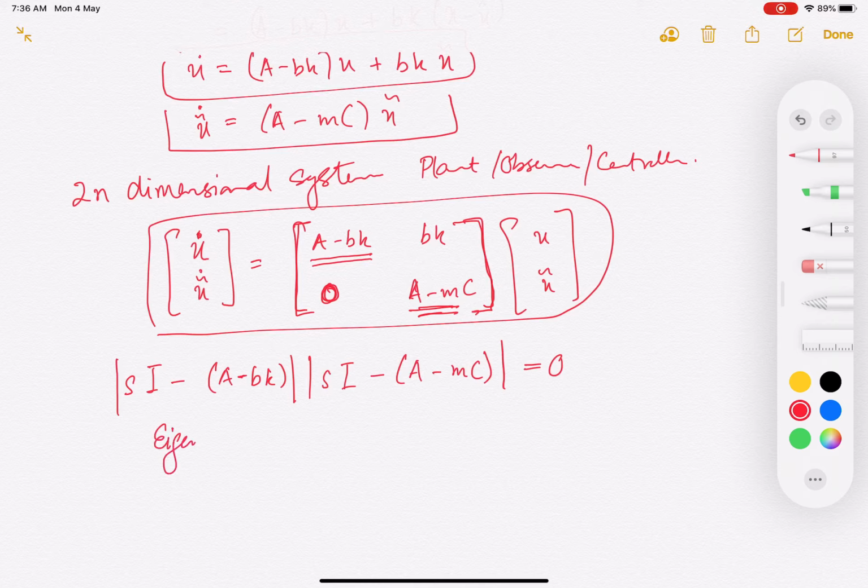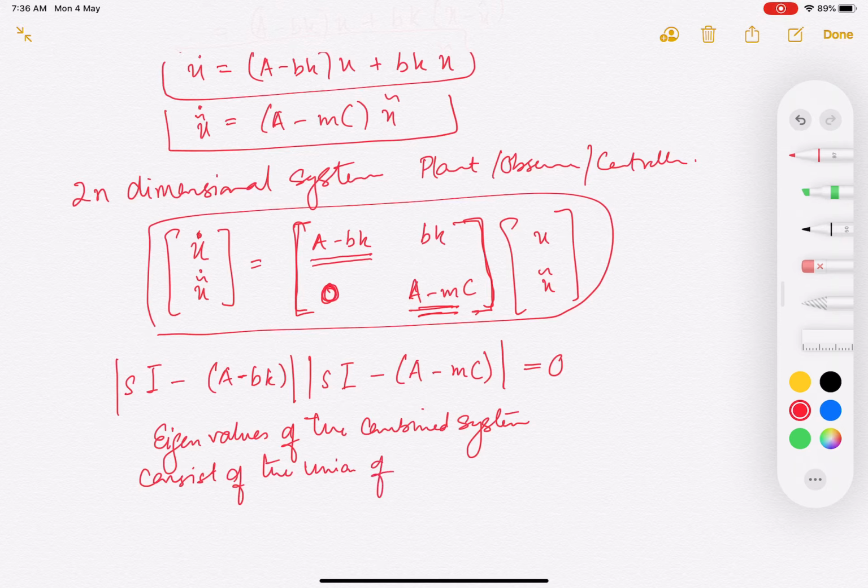eigenvalues of the combined system consist of the union of controller and observer poles, or eigenvalues, controller and observer eigenvalues.